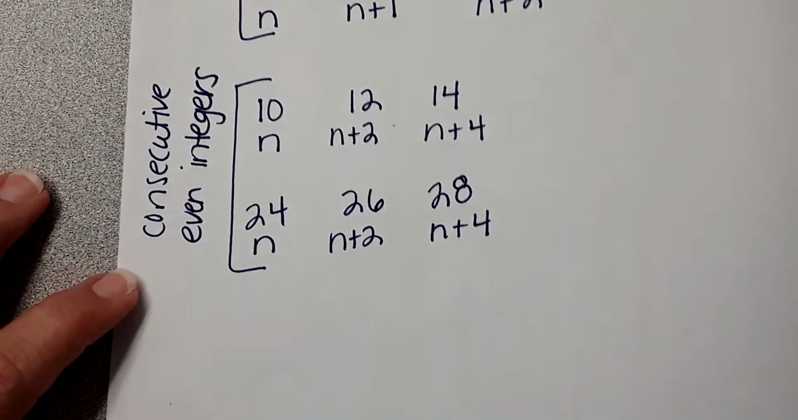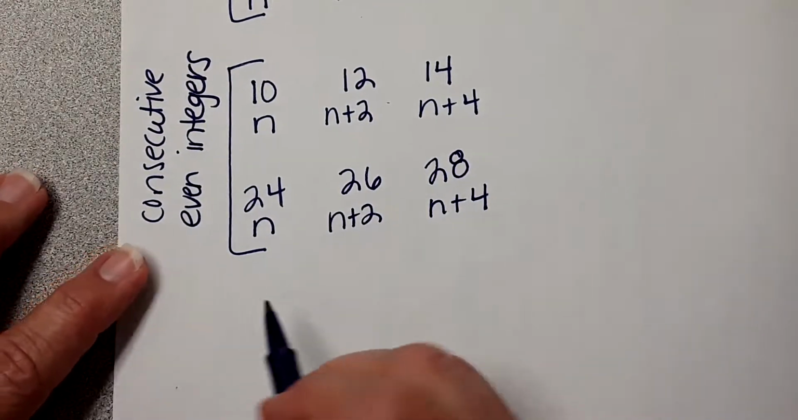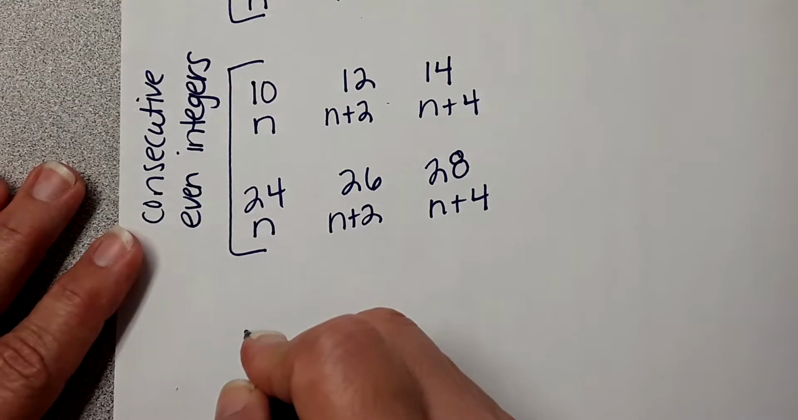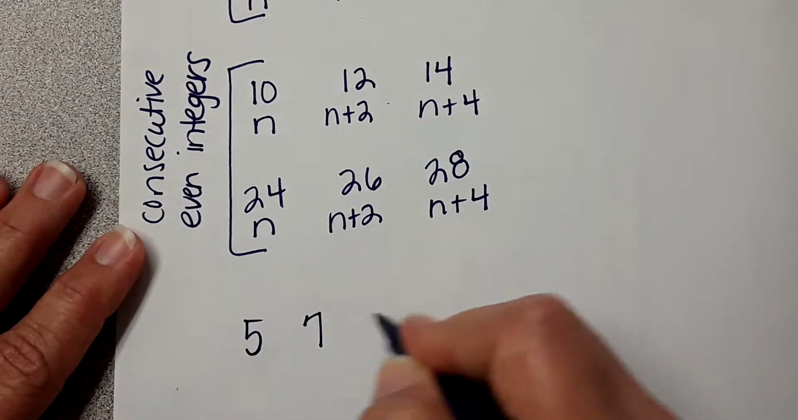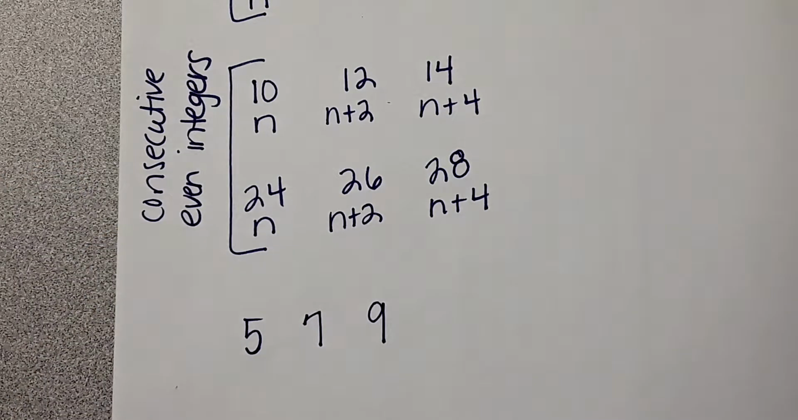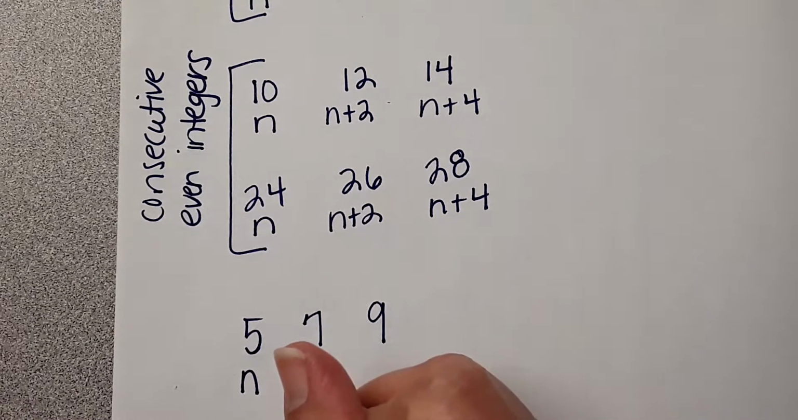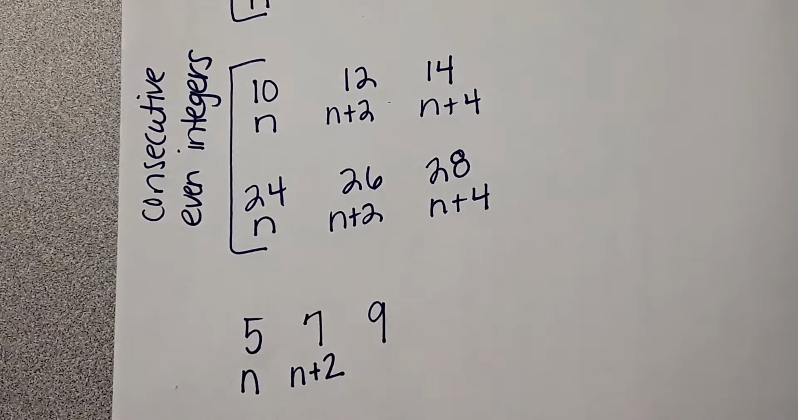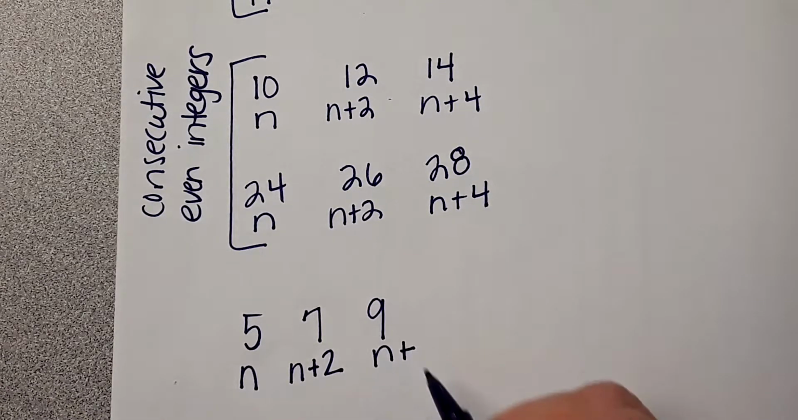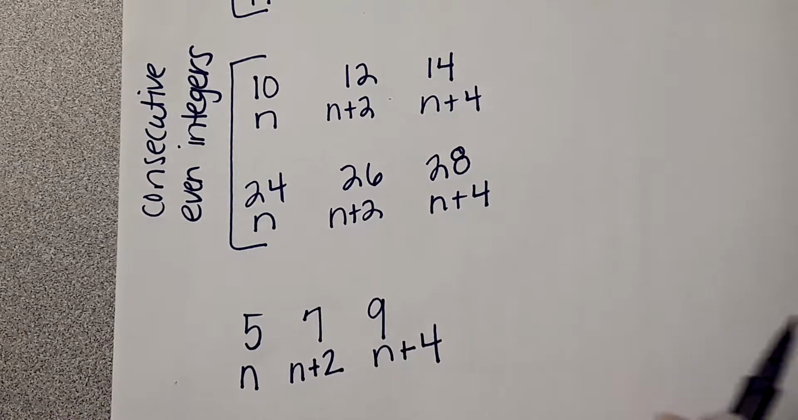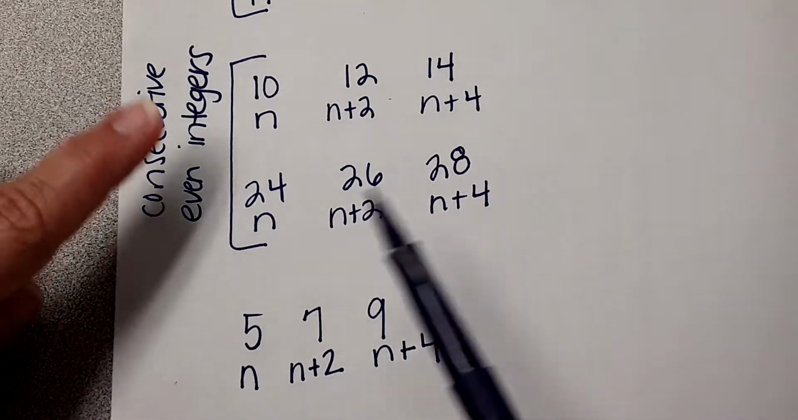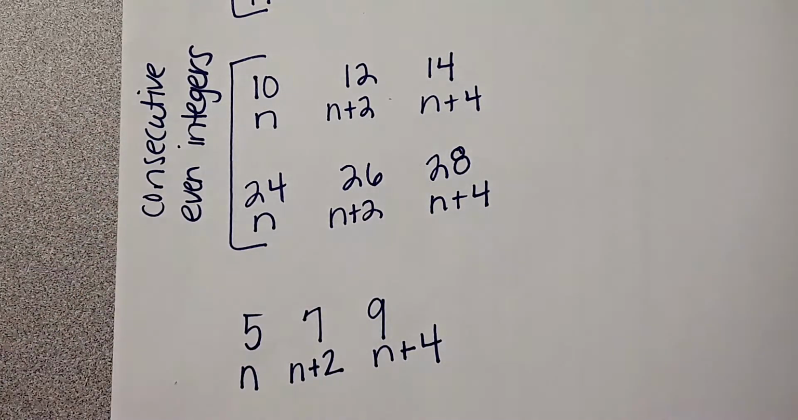Okay, now we got one more type. 5, 7, 9. What are those numbers? Odd. What do you think I'm going to give 5? The very first integer always goes with n. What's the second one? N plus 2, because 5 plus 2 gives me 7. What plus n gives me 9? And it doesn't matter. They're always going to be the same. So notice even if it says even or odd, we're going to set it up the same.